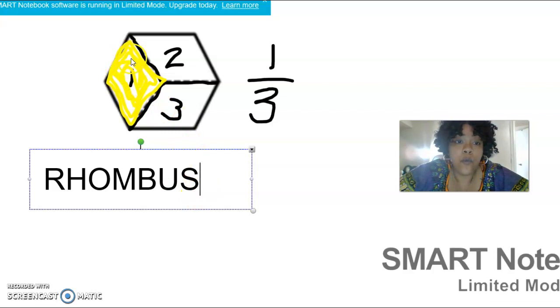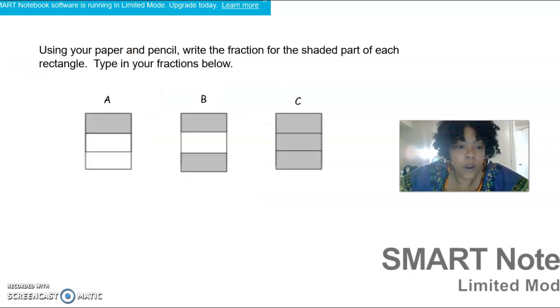So I have 1/3 shaded in this hexagon, and the name of the shape I created when I partitioned this hexagon is rhombus. Can you say rhombus for me one more time? Excellent. So that's just important for you to remember from Miss Knight. All right, and then we are going to do one more review problem. So you also had this problem on your paper and on your review questions.